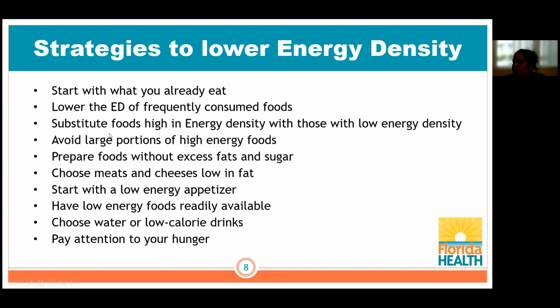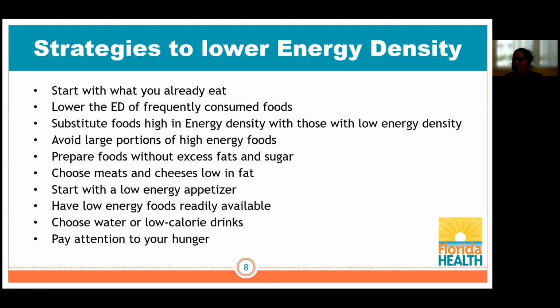The next thing is to avoid large portions of high energy foods. We want to be realistic when we're doing this, and it's not always possible to always eat low energy density foods. It's just not realistic, and you don't want to limit yourself or not enjoy the process because you're able to eat what you want. So what you can do is just limit the amount of high energy foods you eat.